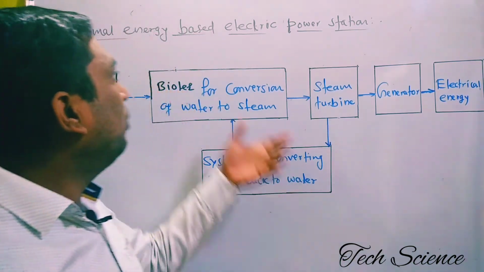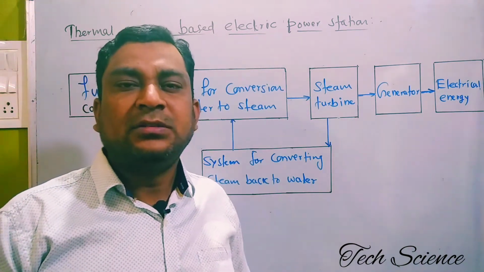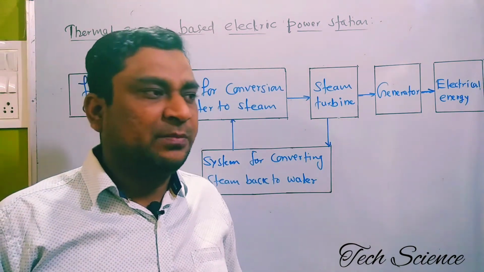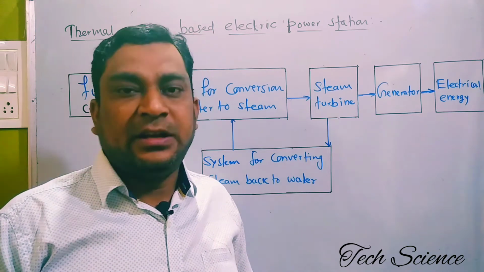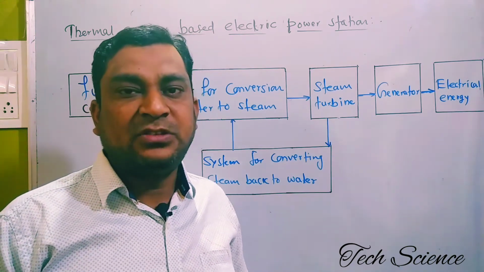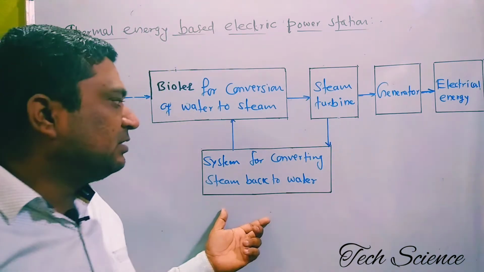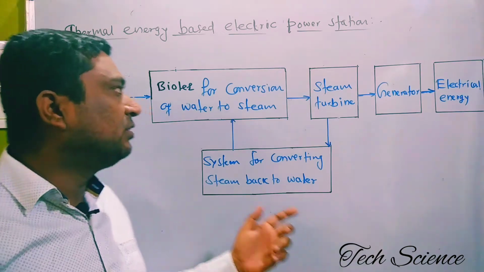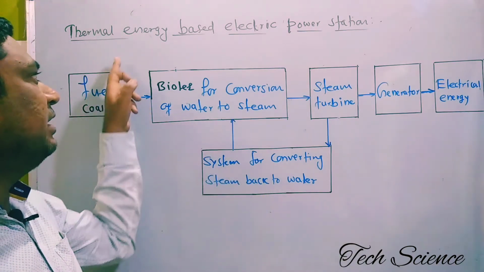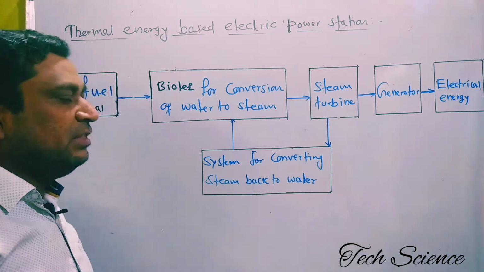Today we discuss a new point, that is thermal energy based electric power station. In short, it is called the thermal power station. This is a chapter from the 10th standard, the 5th chapter of Science 2, and the name of the chapter is Towards Green Energy. Here we have one flow chart, and it's a very easy way to understand how the thermal energy gets converted into electrical energy. So let's start with this flow chart.